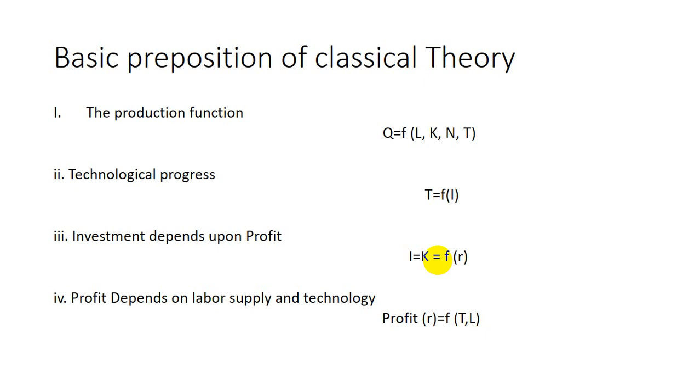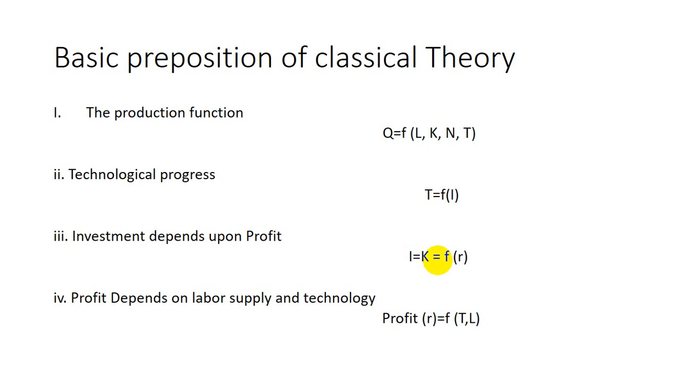Then we move to the fourth proposition, which is that profit depends on labor supply and technology. According to this proposition, the classical economists say that profit is a function of labor supply and technological progress. In this proposition, the classical economists said that your profit is basically a function of technology and labor force.